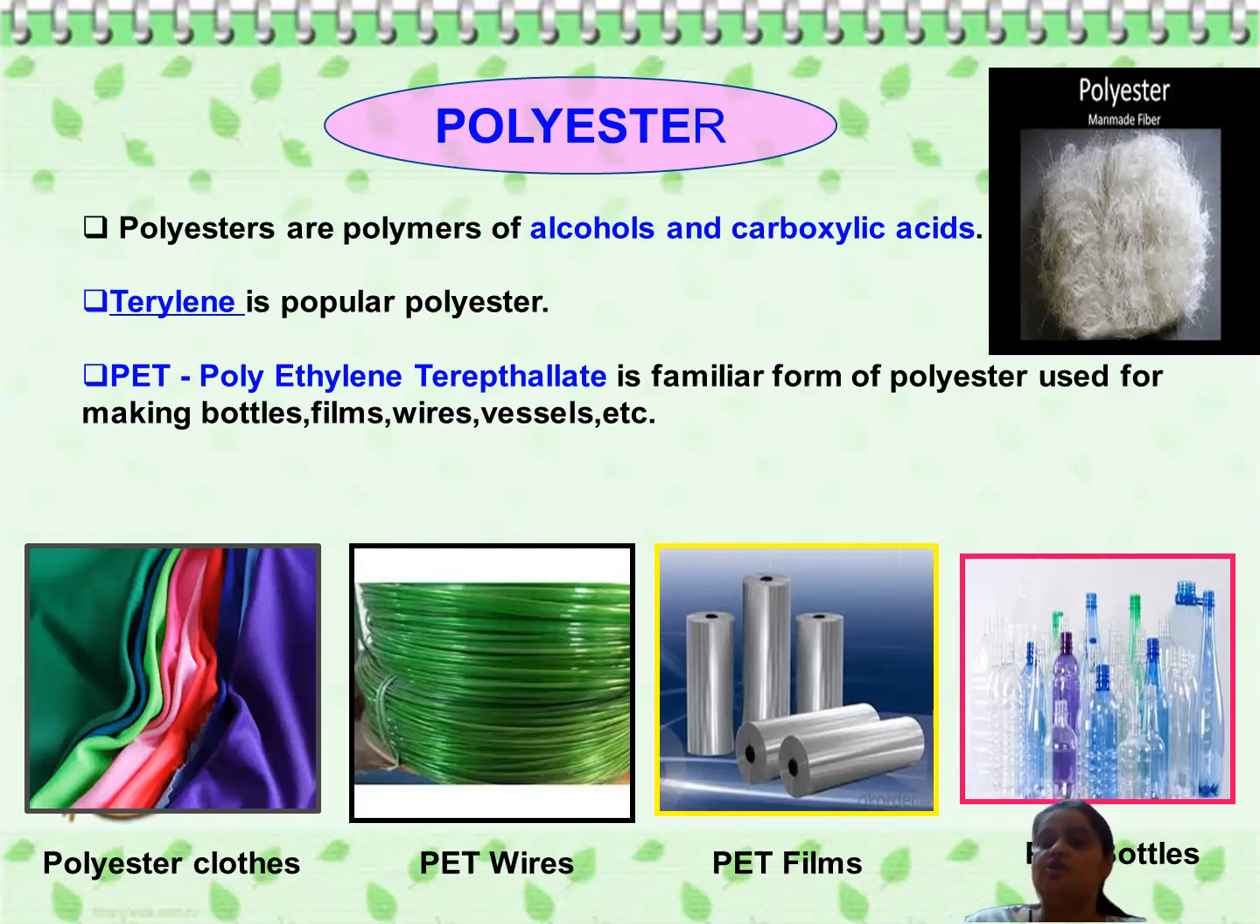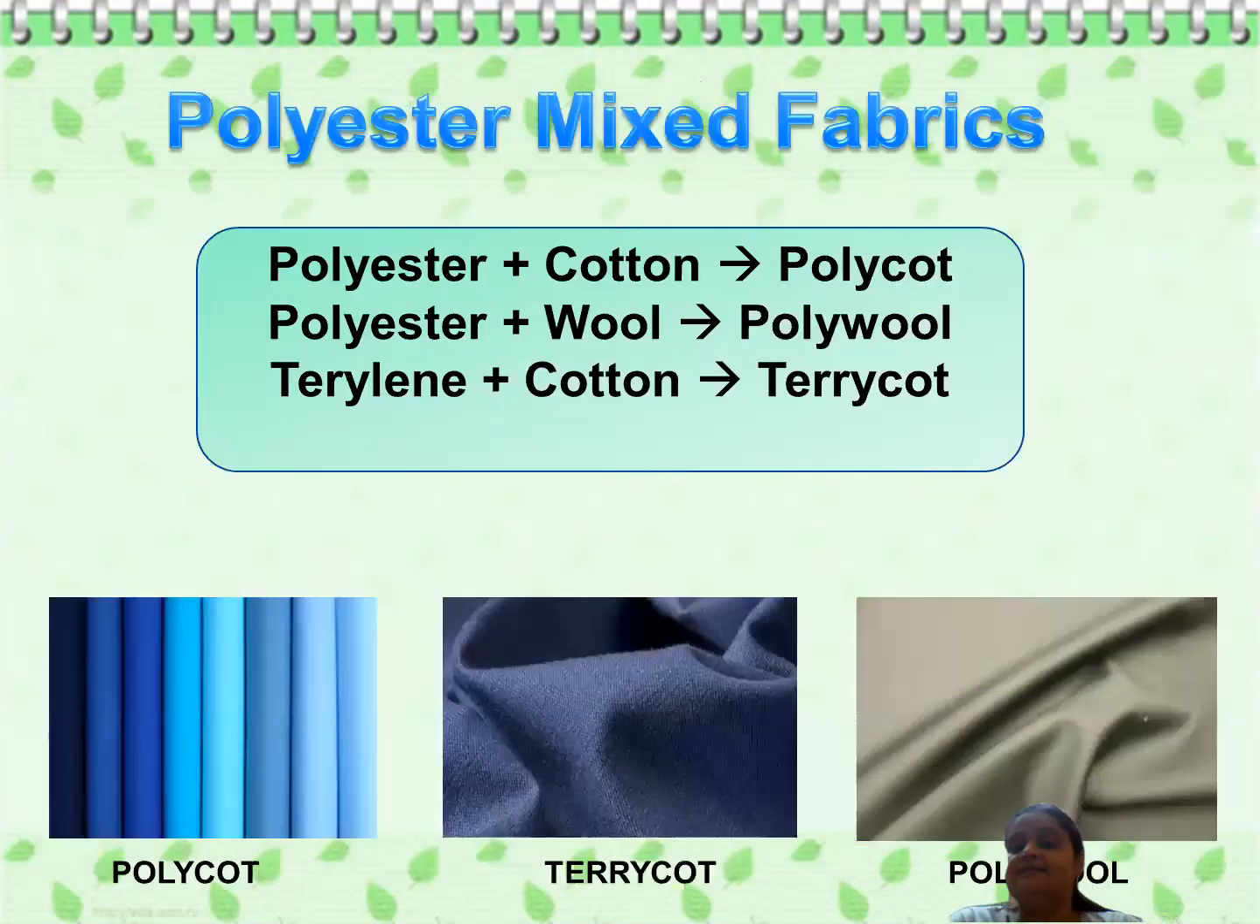And if you go to the kitchen, many containers and many things, bottles, films, wires, vessels, are a kind of plastic that we use at our home, especially in the kitchen. So this is also a kind of polyester. Not only the clothes, but other kinds of things also we can make from this polyester, from these synthetic materials. Polyester is also mixed with other natural fibers.